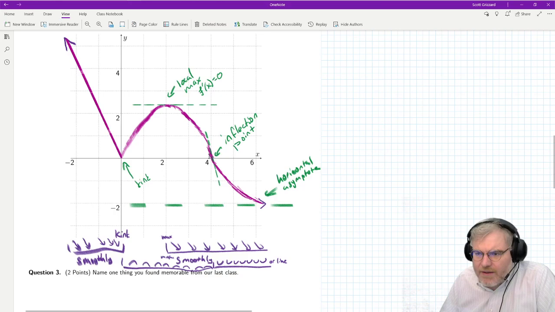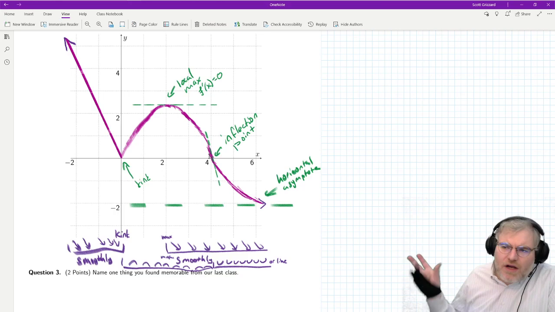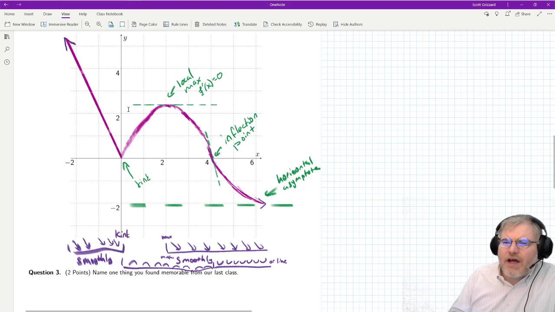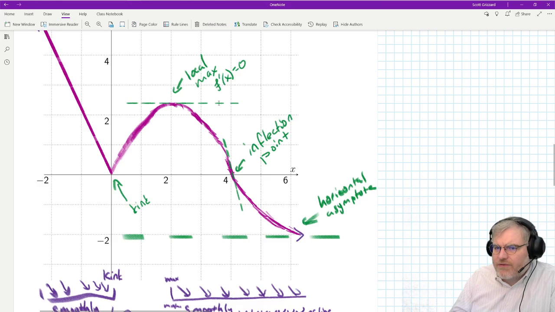Then I wrote all these notes in green after. These were kind of for the grader. So I told the grader I had a local max here. That's why f prime of x equals 0. And I drew the dashed line. Here, I actually wrote the word kink. Here, I drew the dashes and said horizontal asymptote. And here, you'll see that I drew a tangent line that is below the curve here, but above the curve here. And that's my inflection point.